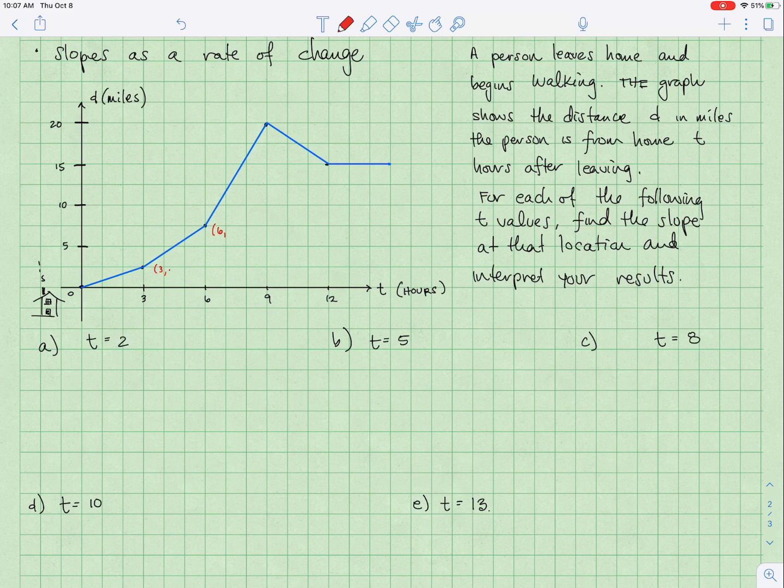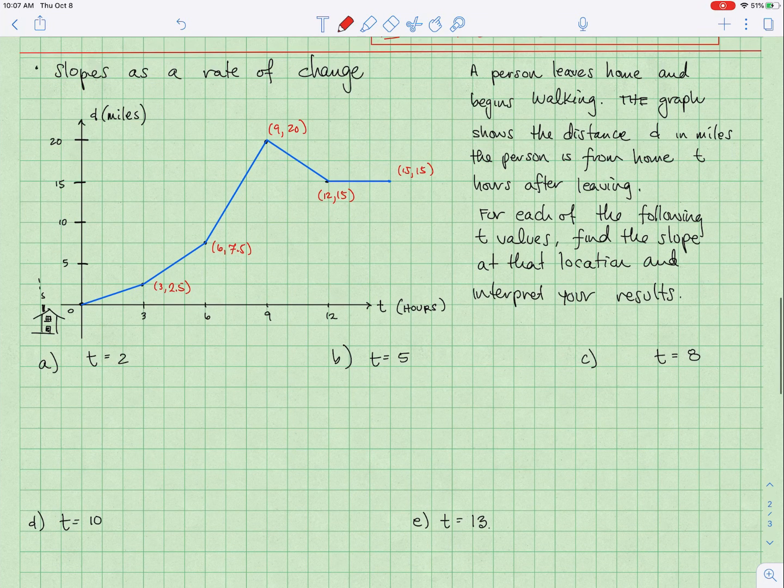3, 2.5, 6, 7.5. This is 9, 20. And this is 12, 15. Something like that. And I guess this would be 15, 15.